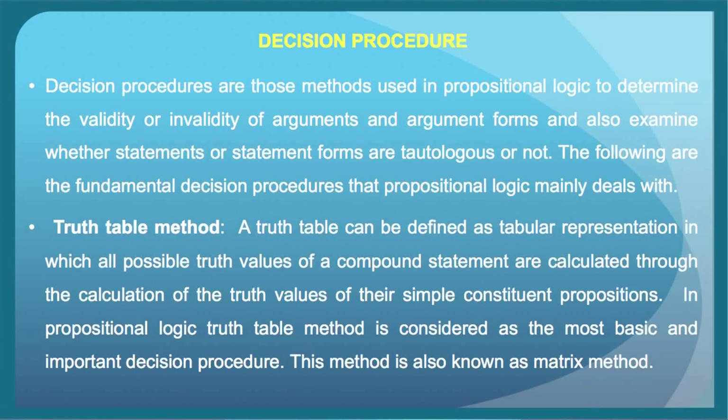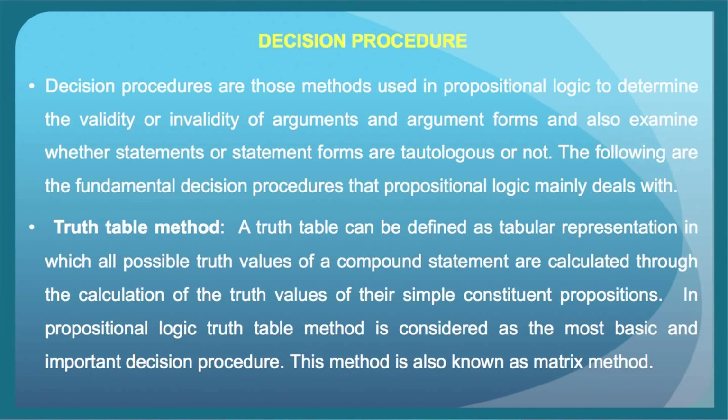Now, what is a decision procedure? Decision procedures are those methods used in propositional logic to determine the validity or invalidity of arguments and argument forms, and also to examine whether statements or statement forms are tautologous or not. There are different kinds of decision procedure. One of the important decision procedures is the truth table method.